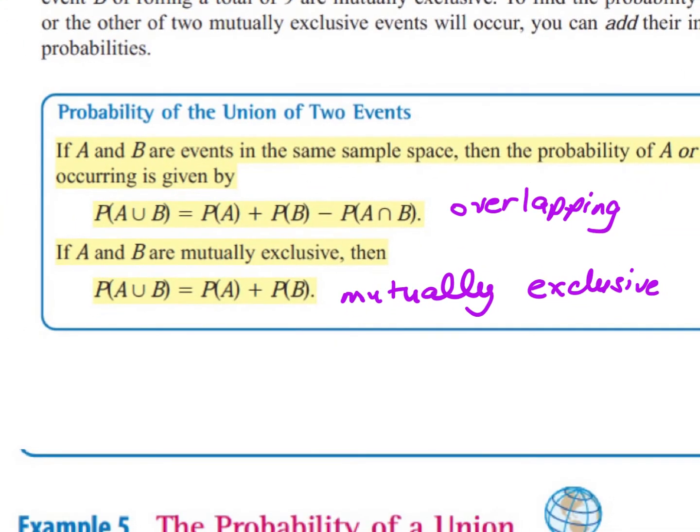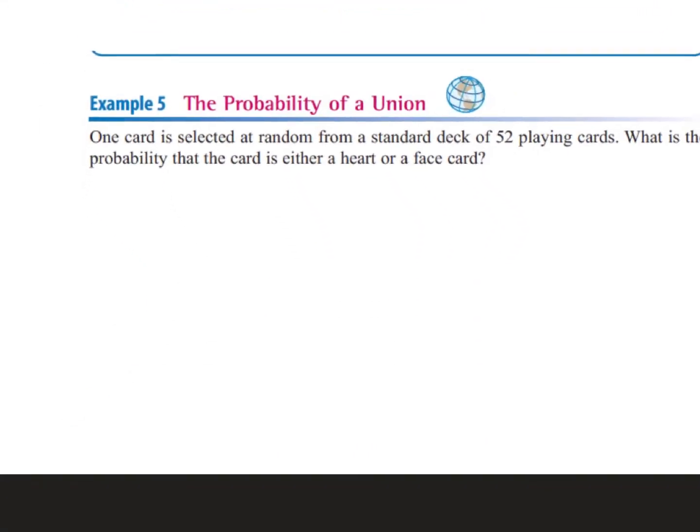Mutually exclusive events, one has nothing to do with the other one. The outcome is not dependent upon something else. Overlapping means that the event of something happening can occur in two instances at the same time. I'll show you what I mean by that in a second. Happens a lot with decks of cards.